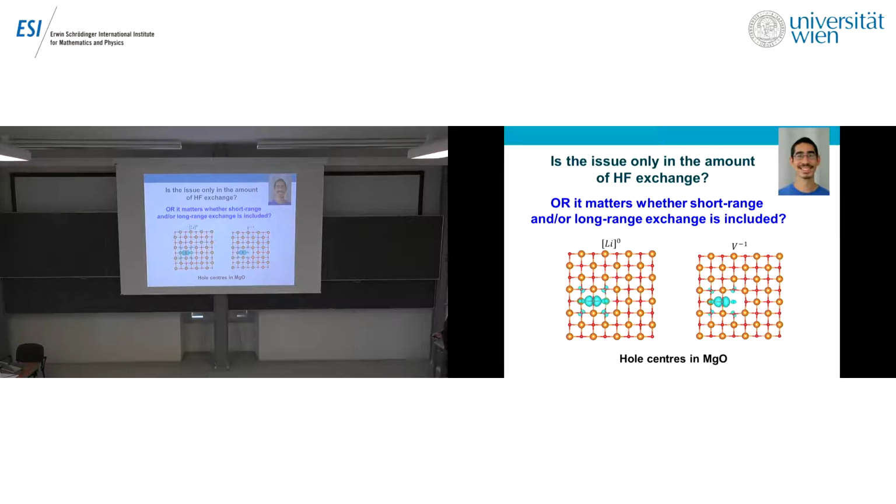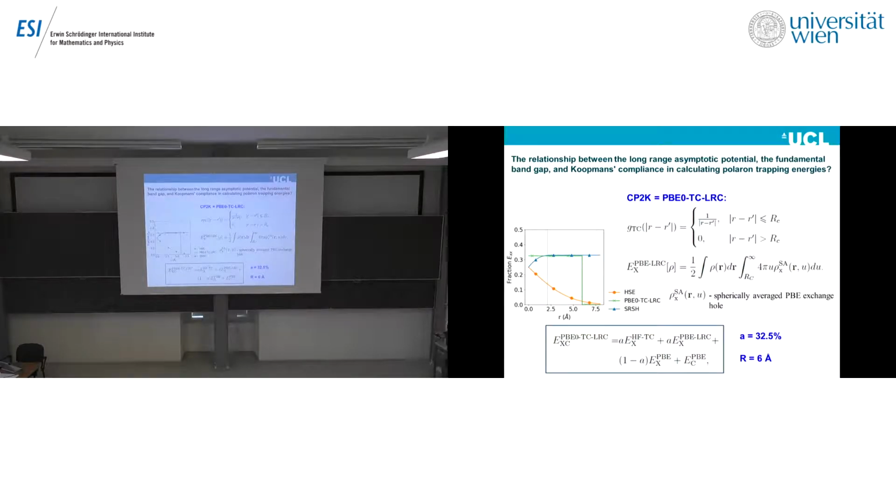So we started to look at this lithium zero center and this V minus center, which are well-known hole centers, trying to see whether we would see any difference between the behavior of three functionals. One functional which we use quite a lot is PBE0 truncated Coulomb and long-range corrected functional, which is implemented in CP2K. We use CP2K because it is quite efficient, but the efficiency comes exactly from this functional because it is truncated. The exact exchange is truncated up to some radius, determined by this expression here, and beyond this radius it is represented by a spherically averaged PBE exchange hole.